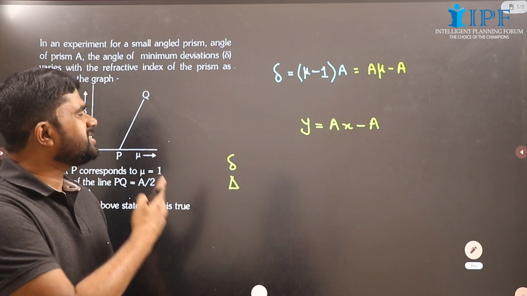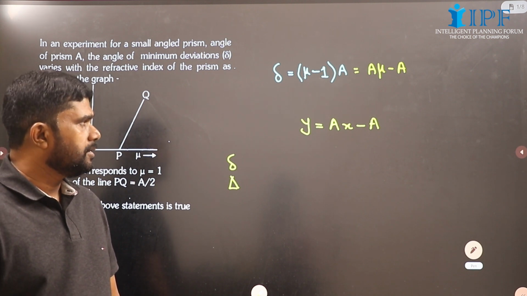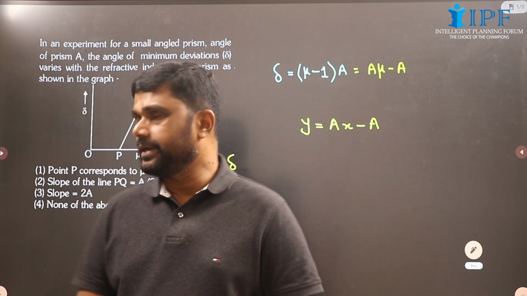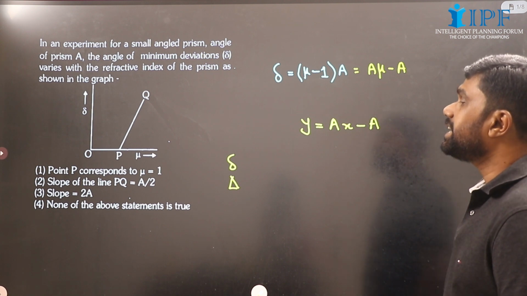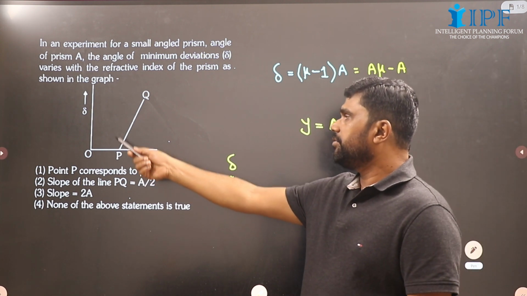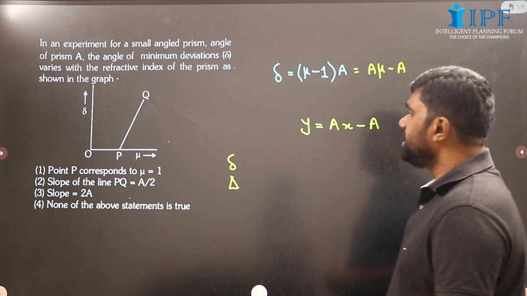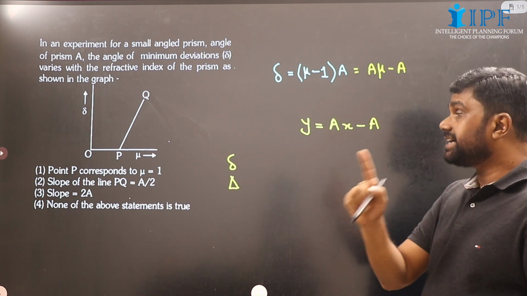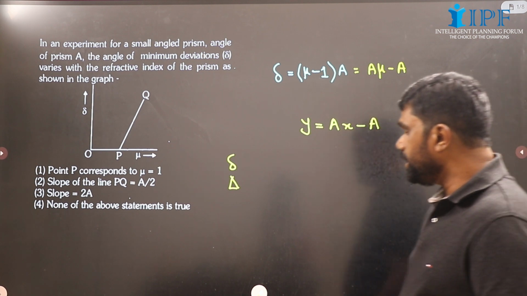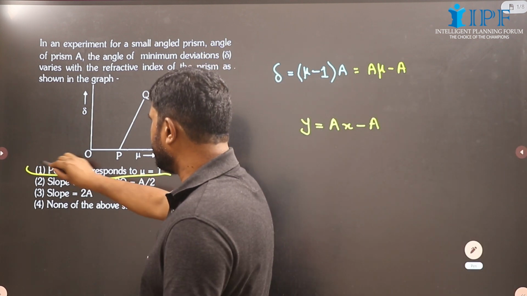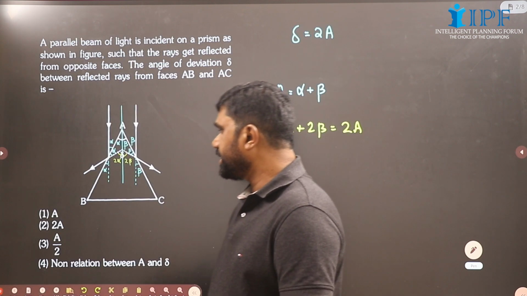Now this is the equation of a straight line, and its slope represents capital A. Point P corresponds to where the deviation y coordinate is 0. When y equals 0, we get x equal to 1, the refractive index. When delta equals 0, mu will be equal to 1. So this statement is perfect, that is true. Now let's see the next.